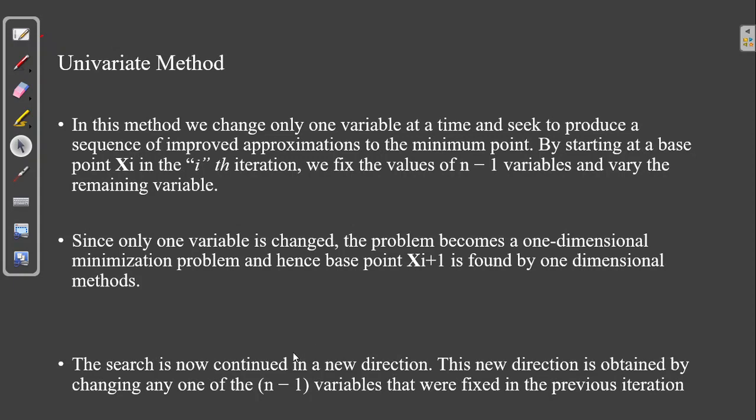In our example, you can generalize this: if we have n number of variables, then n number of directions will be there. In one direction, one variable will be changed, so we will be moving in only one direction, and all other variables are fixed. The remaining n minus 1 variables are fixed. That means we are only moving in a single direction at a time, in such a way that the function is minimized.